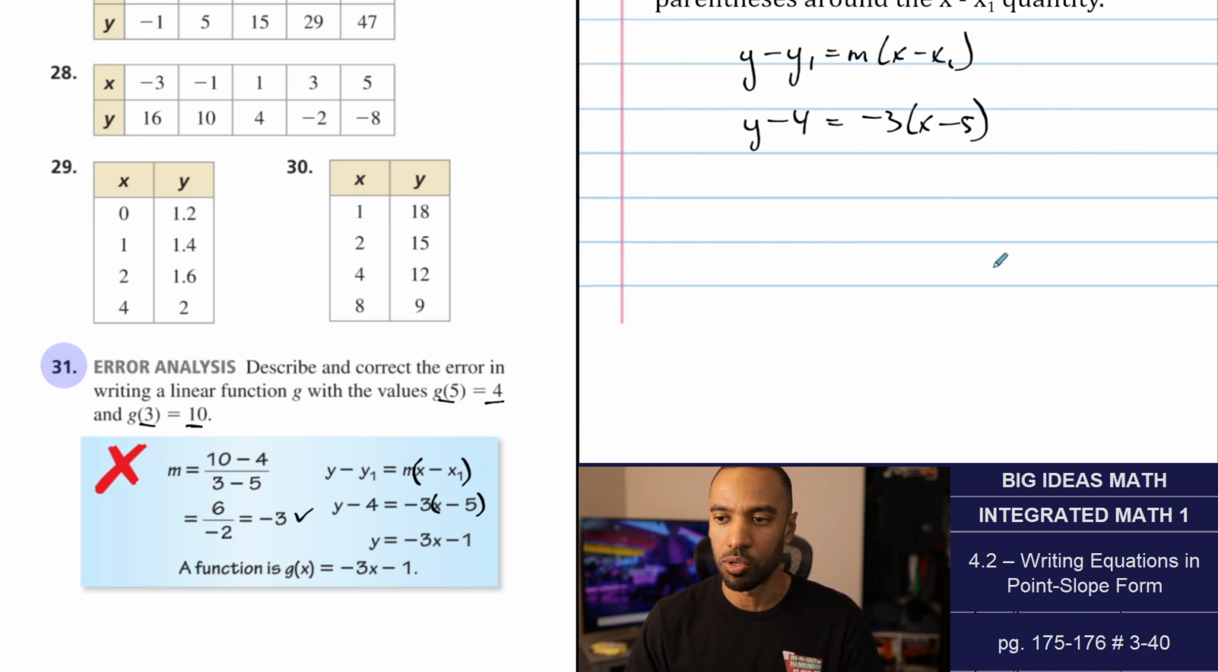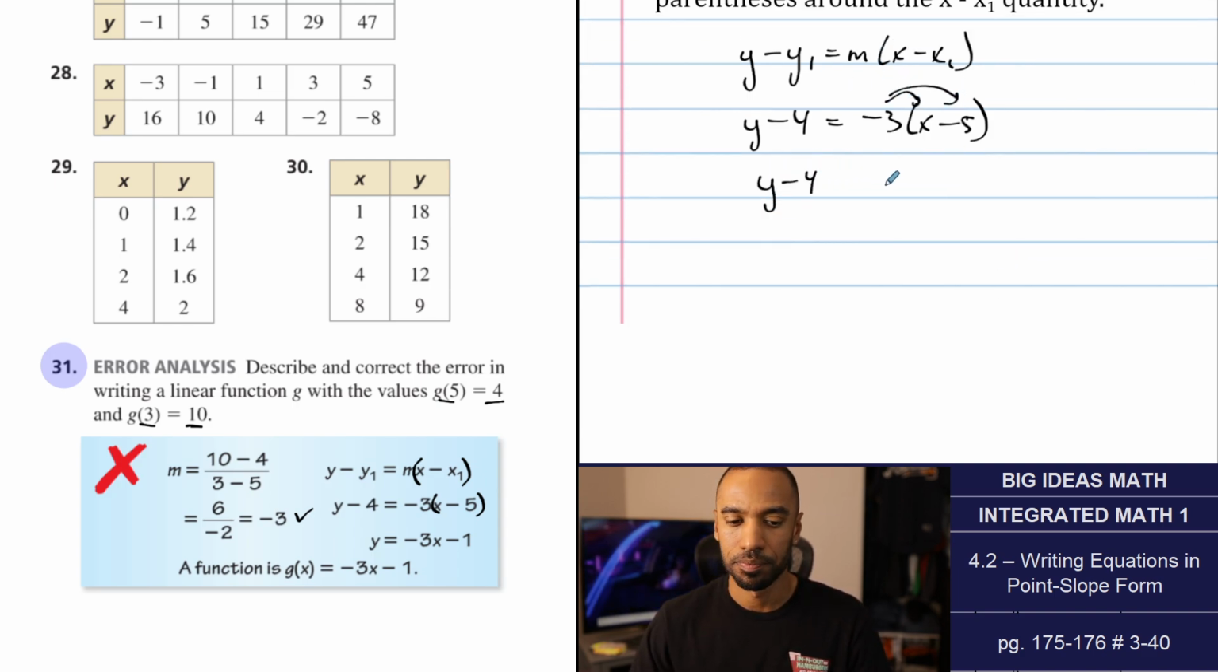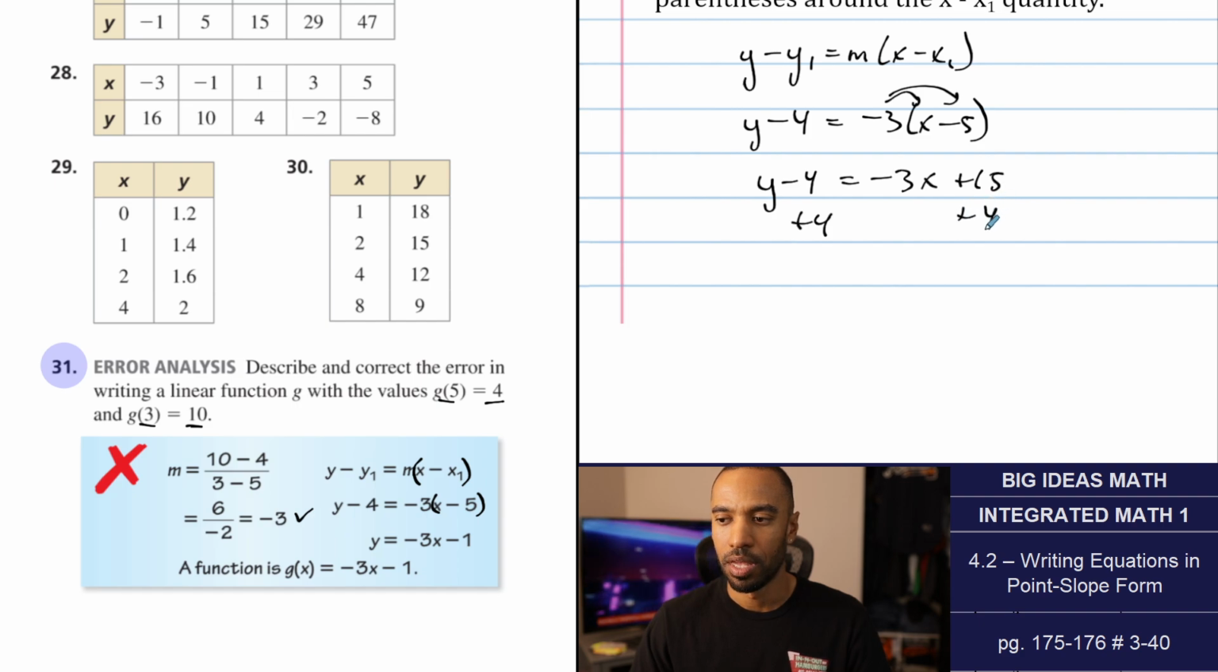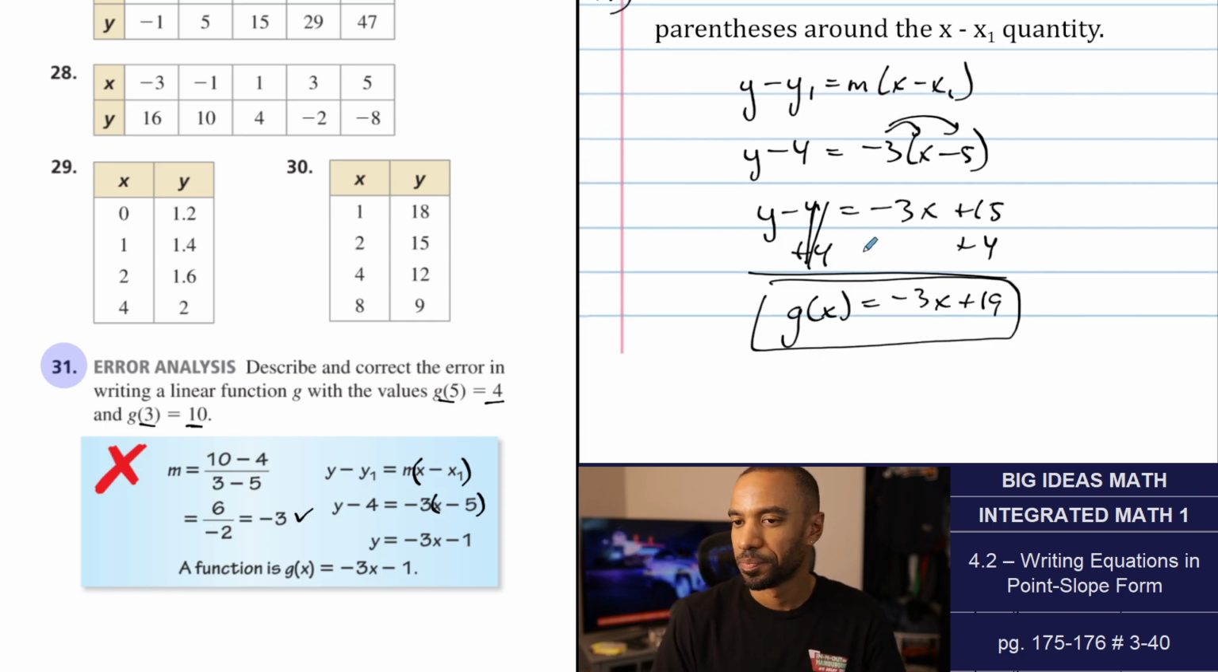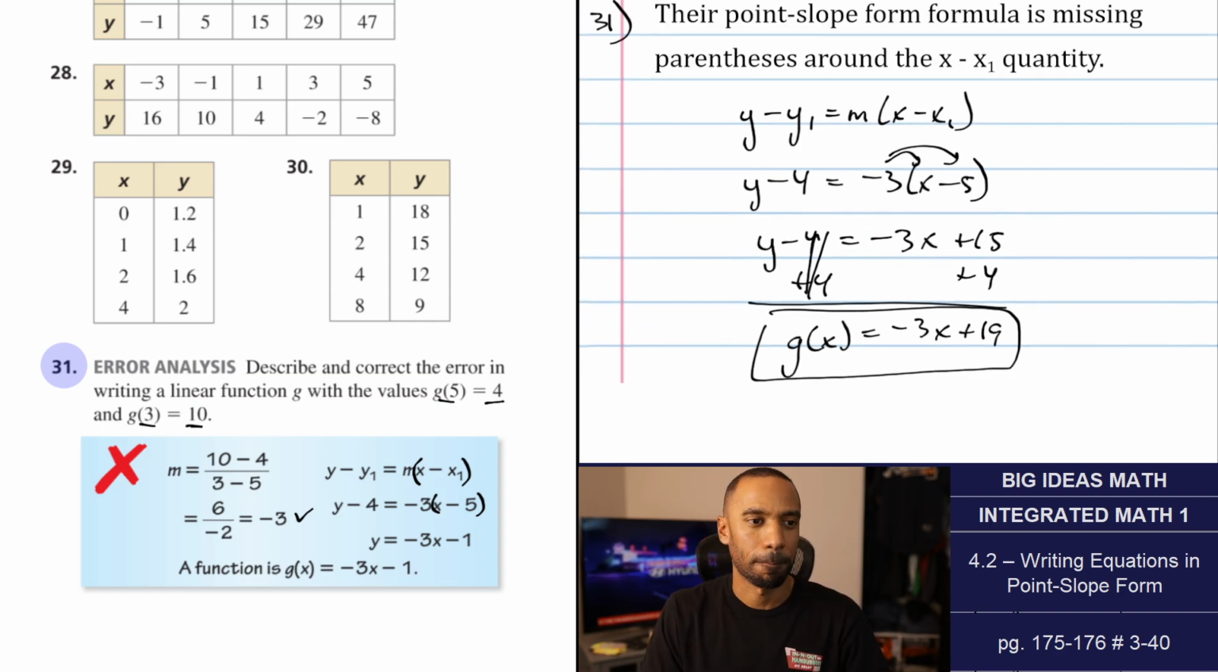And then we distribute and add 4 over like we have been. If we're writing in the form, and then we're going to use g of x for the set. So plus 15, and we add 4. I'm going to turn y into g of x instead of y equals. I'll say g of x equals, and we got negative 3x plus 19. Okay, that's number 31.